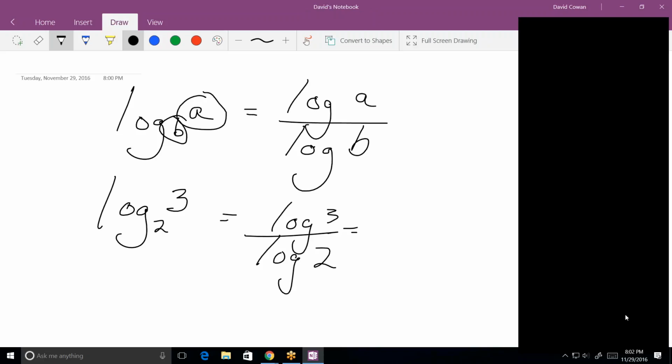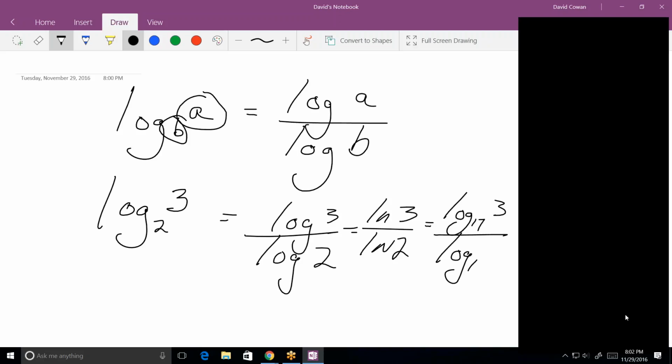And that would be common log also, and it could be any of these. These are all the same ratios. Right. In other words, the base does not matter. As long as it's the log of 3 over the log of 2, that's the change of base rule.